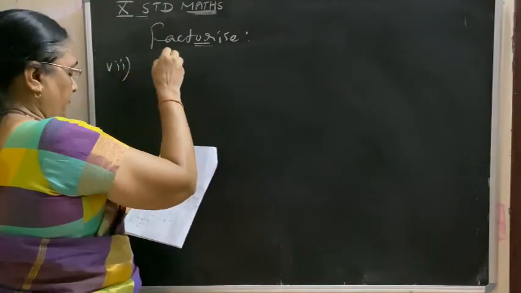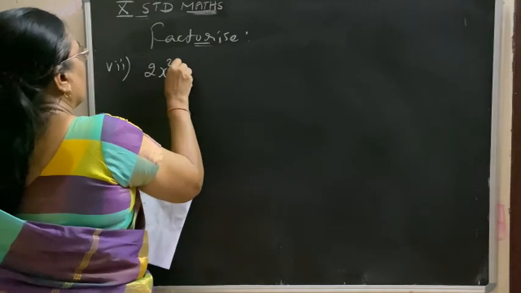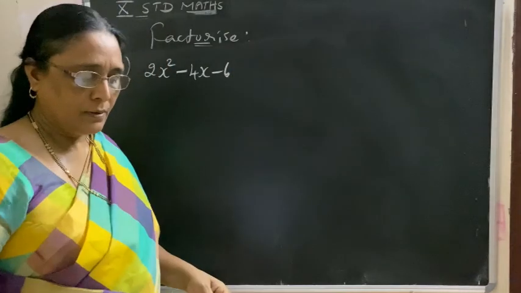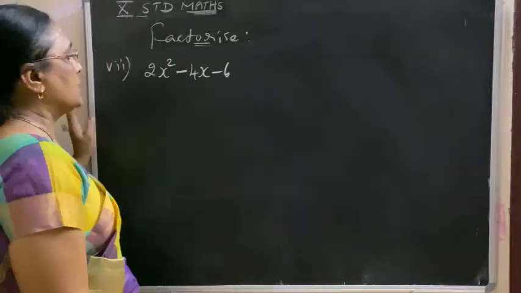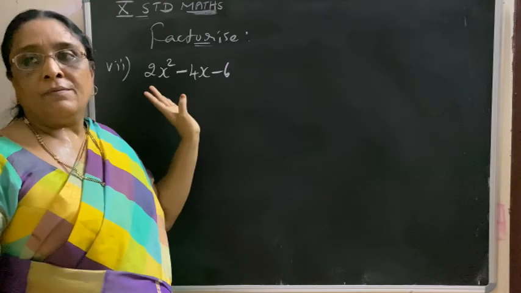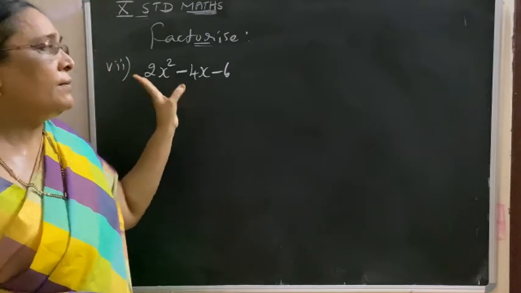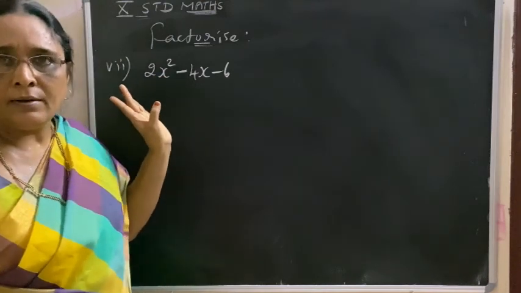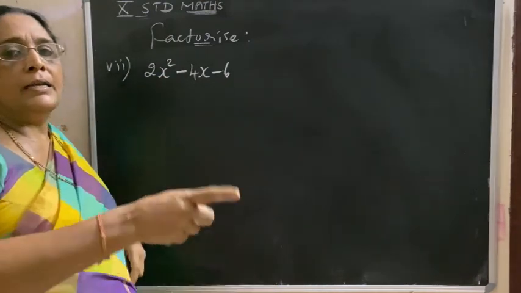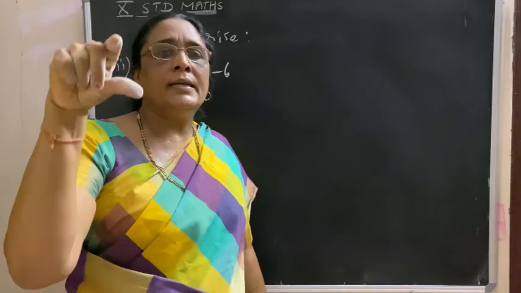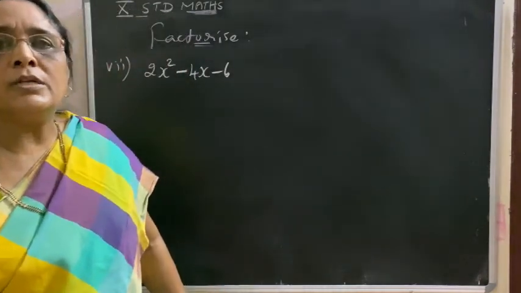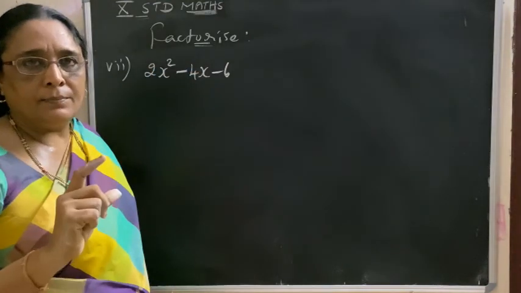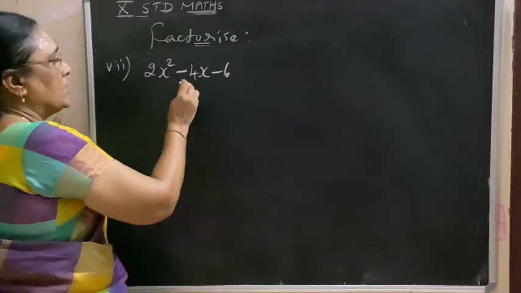In the 7th one, 2x square minus 4x minus 6. Now listen how to do this. What is the difference between the previous two? In the previous two, the sum of two numbers is given in the center. How can I identify? If all the terms are in plus and if the center term only is in minus, you come to the conclusion that the sum of two numbers is given in the center term. Isn't it? Now what is given here?